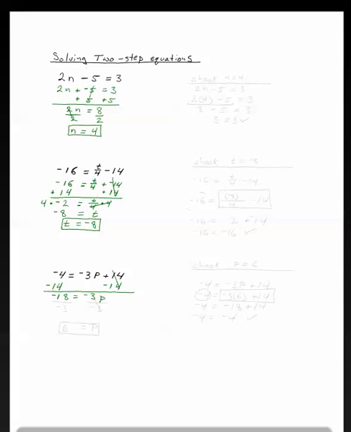Remember that negative 3p means negative 3 times p. And to get rid of a multiplication of negative 3, I need to divide by negative 3. Negative 3 divided by negative 3 is 1, so we're left with 1p, which is just p. Negative 18 divided by negative 3 equals positive 6.